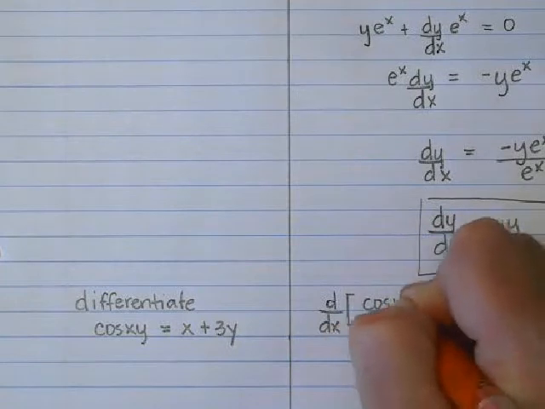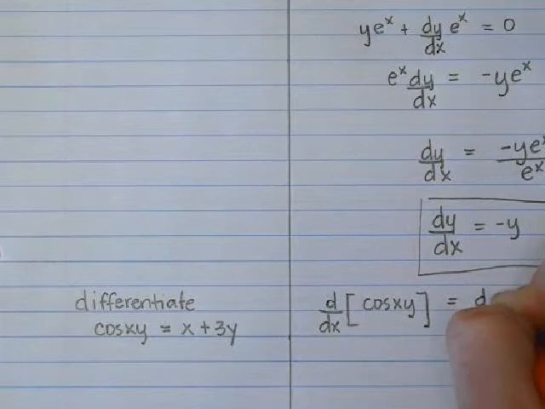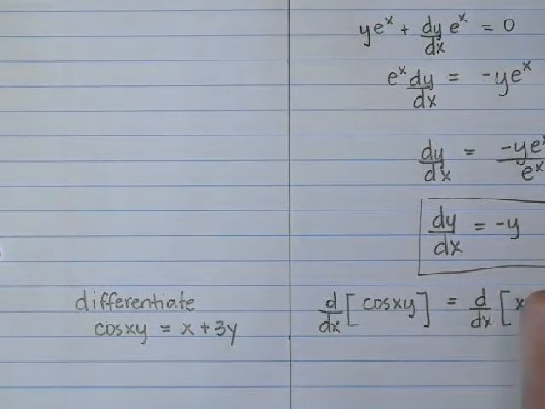Okay, so I'm going to do d dx cosine xy equals d dx x plus 3y.